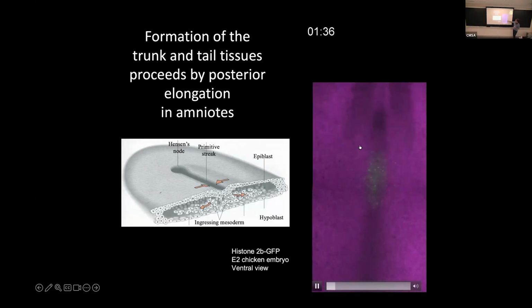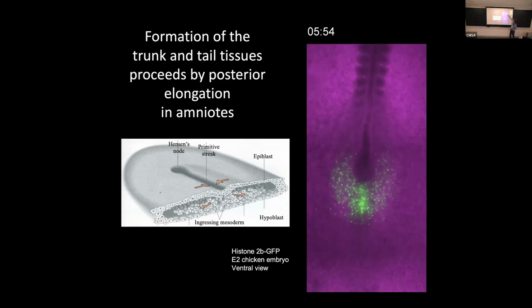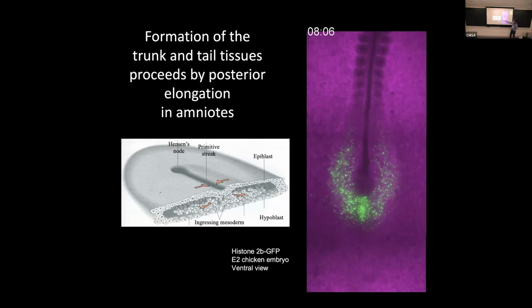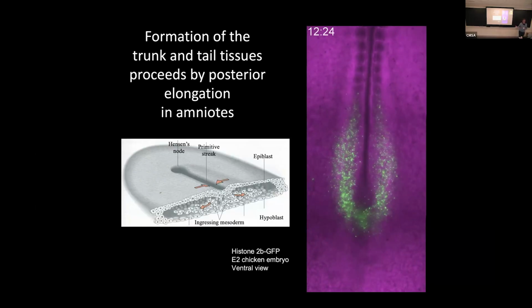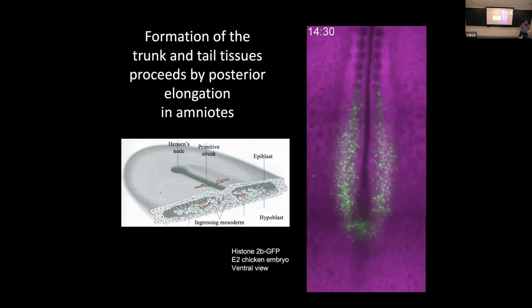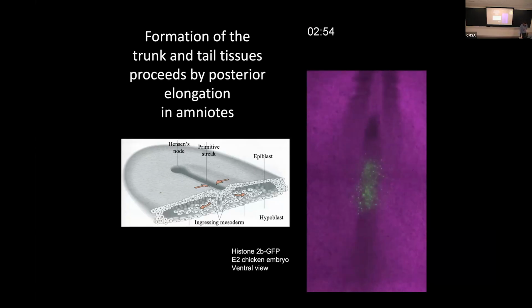And you will see these cells ingressing. See here the forming somites. You see the embryo is elongating. So it's very much like a plant, a meristem of a plant. If you want, you have a stem cell zone here, which produces cells and it elongates at the same time.